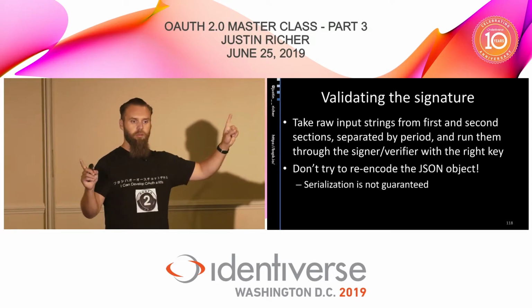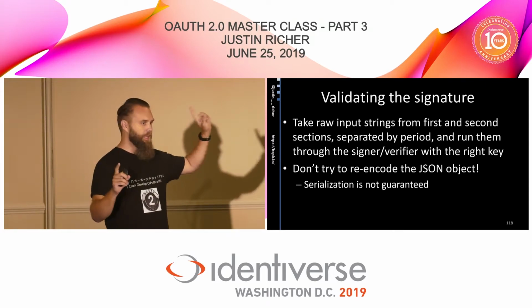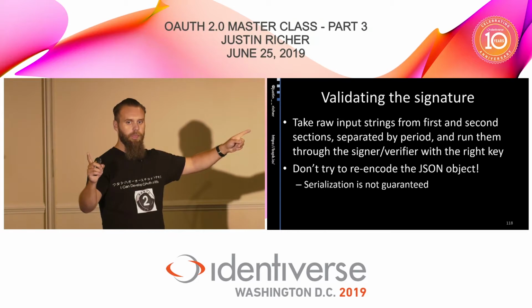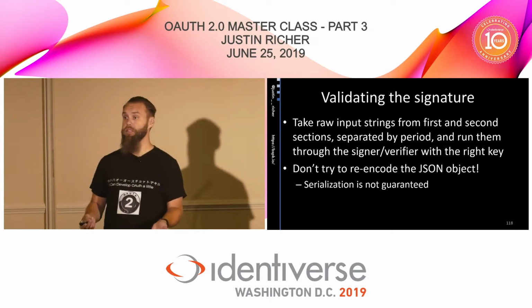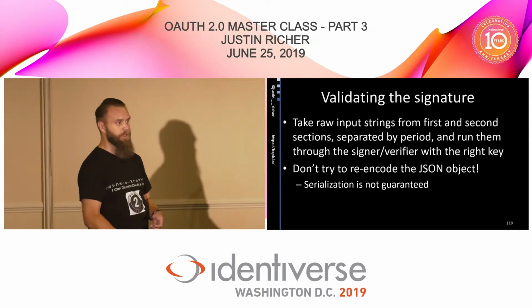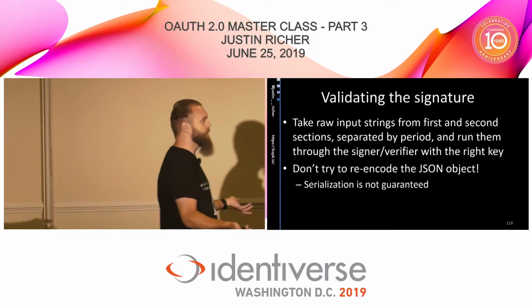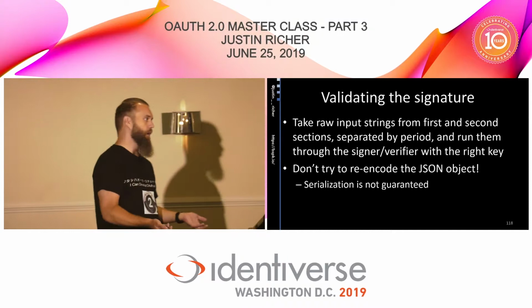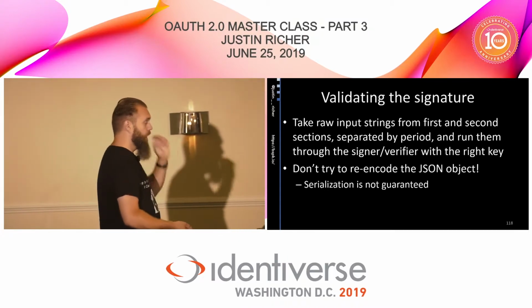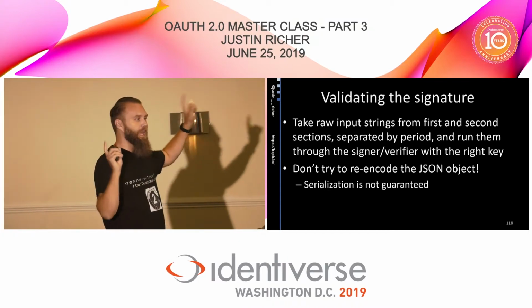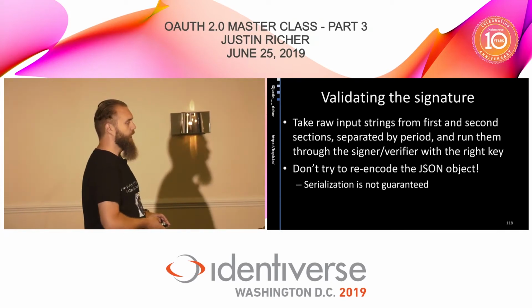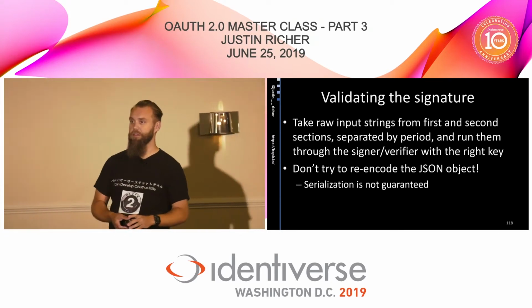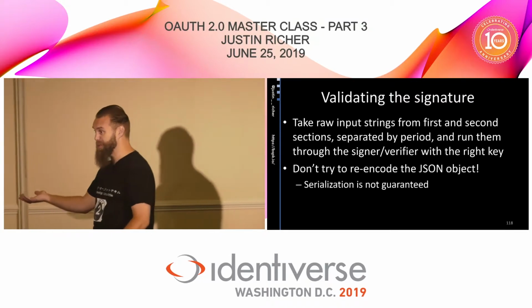So that base64 blob with the dots in between it, I take the header, dot, payload. That's my signature input. I don't do any post-processing. I don't parse and then reserialize because JSON is non-deterministic with reserialization without additional rules on top of it. I simply take that string as it was handed to me, feed that into my crypto library, and see if the signature validates.